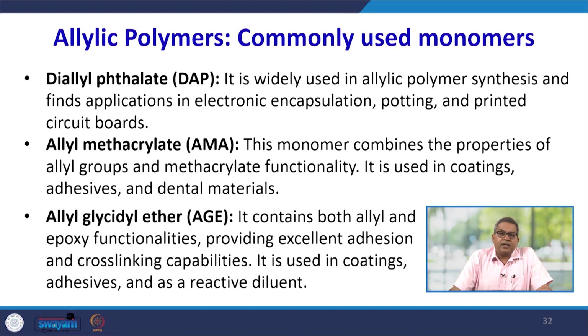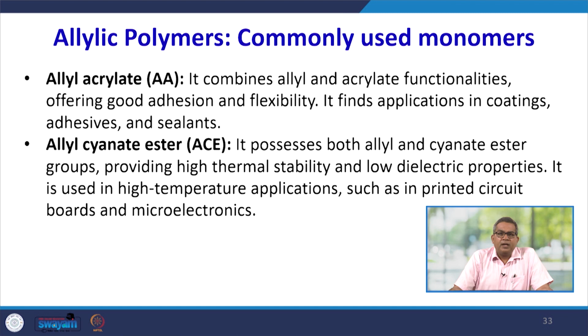Allyl methacrylate (AMA): this monomer combines the properties of the allyl group and methacrylate functionality, and it is used in coatings, adhesives, and dental materials. Allyl glycidyl ether (AGE): it contains both allyl and epoxy functionalities, providing excellent adhesion and cross-linking capabilities, and it is used in coatings, adhesives, and as a reactive diluent. Allyl acrylate (AA): it combines allyl and acrylic functionalities, offering good adhesion and flexibility, and it finds application in coatings, adhesives, and sealants.